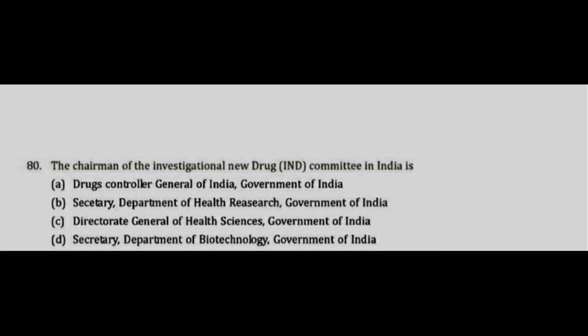Question number 80. The chairman of the Investigational New Drug Committee in India is option A, Drug Controller General of India, Government of India, B, Secretary, Department of Health Research, Government of India, C, Director General of Health Services, Government of India, D, Secretary, Department of Biotechnology, Government of India. Correct answer is option A, Drug Controller General of India, Government of India. So in question number 80, the correct answer is option A.